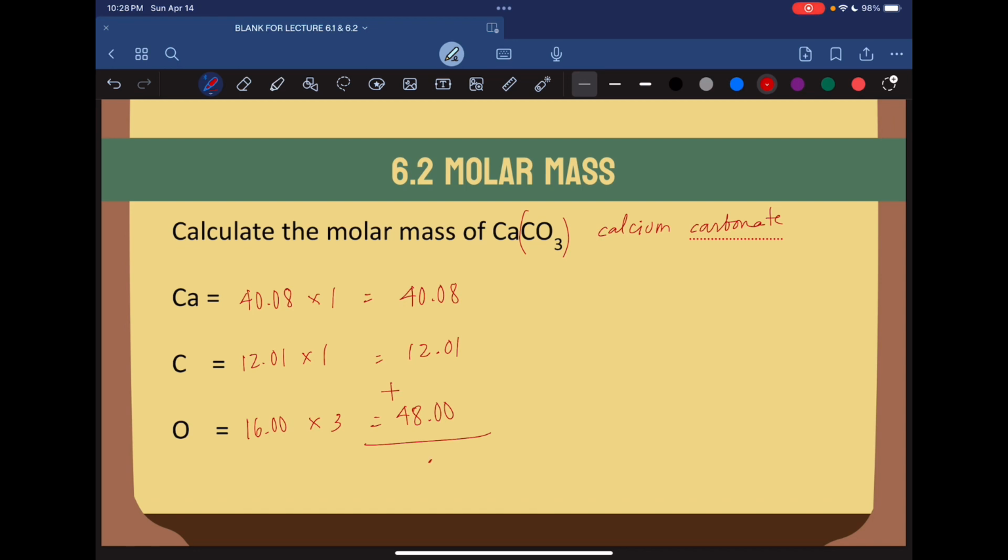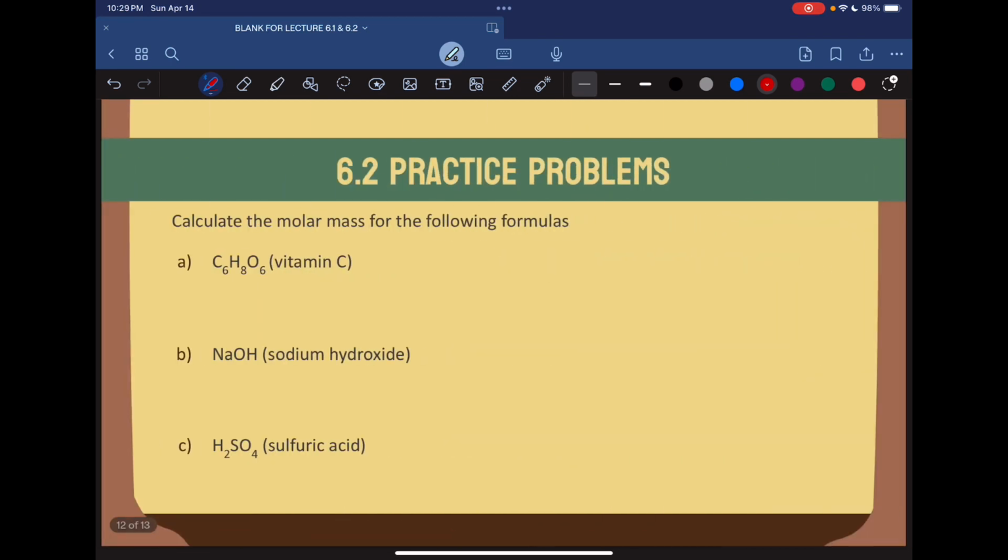40.08 plus 12.01 plus 48. You're going to get 100.9 grams per mole. That is the molar mass of calcium carbonate. Pause and calculate the molar mass for these, and then press play to check your answers.